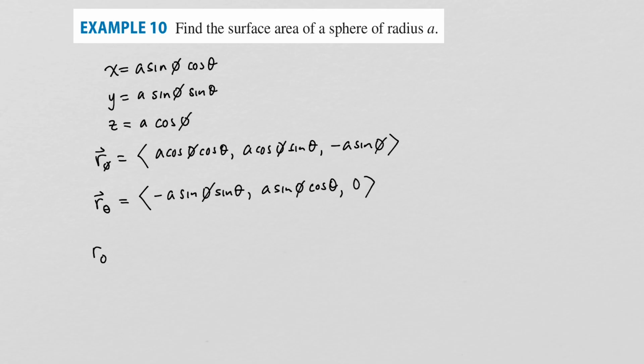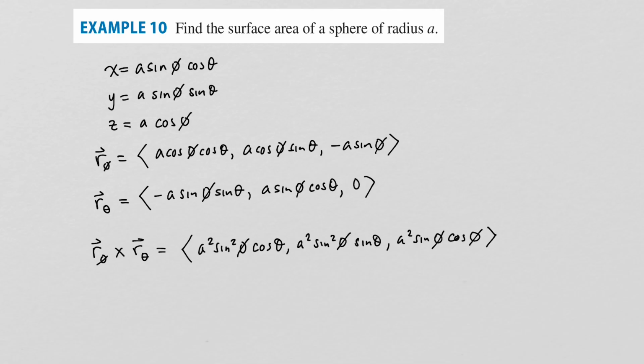And so now we just want to take the cross product of these two vectors. And again, I'll spare you the details here. So I'm going to spare you the details on this. Let's go ahead and write that down off camera. All right, and there it is.